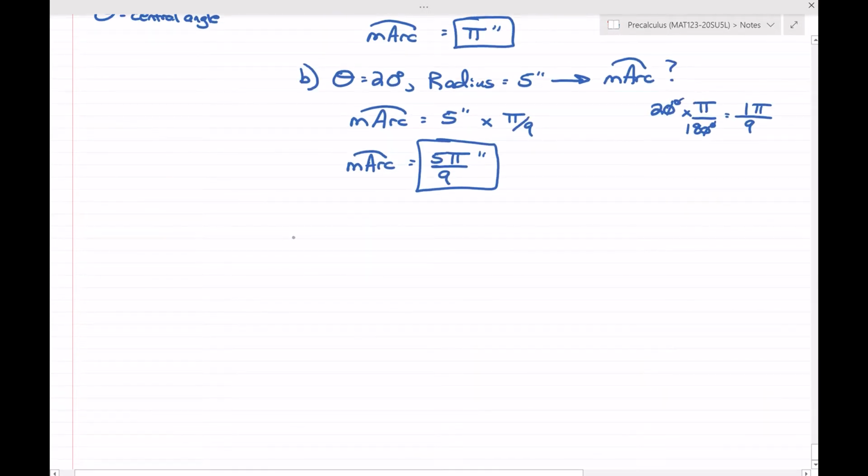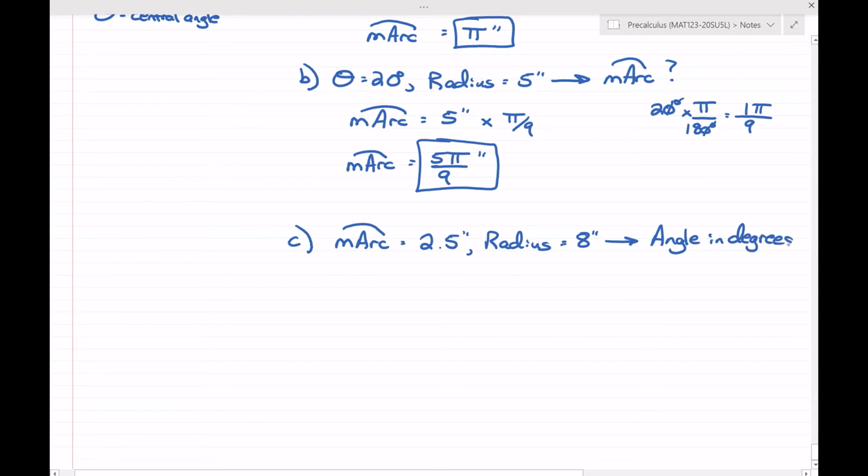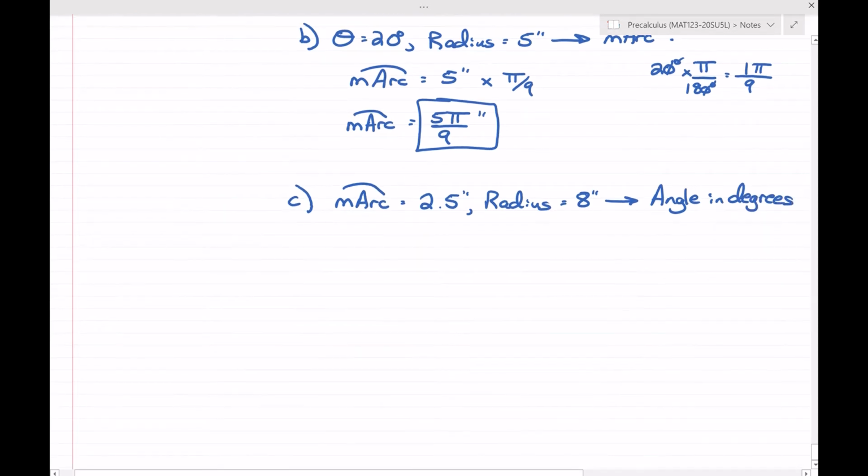We'll do one more. What if I told you the measure of the arc is equal to 2.5 inches, the radius is equal to 8 inches, and I asked you to find the central angle in degrees. So these are all just a variation. All right, so let's figure this out.